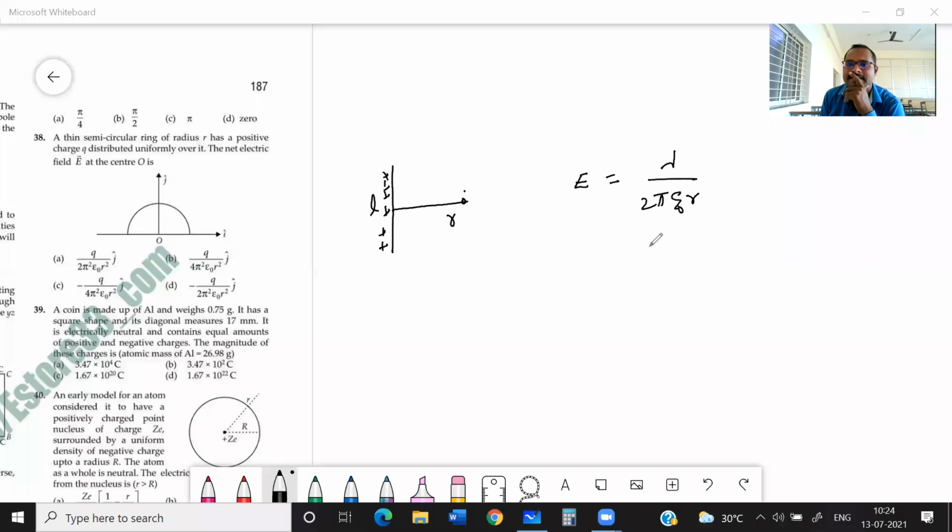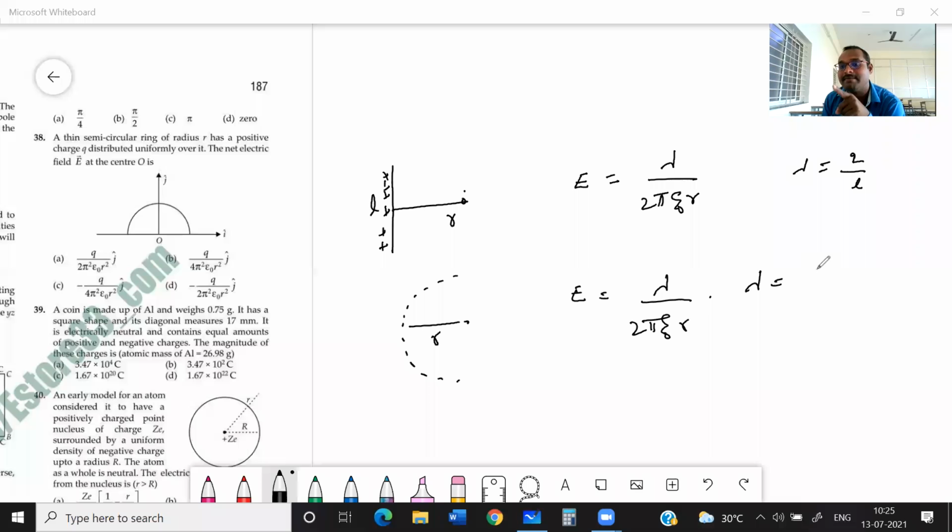Clear, students? Now, what is lambda here, sir? Lambda is q by L for this. Now, this same rod, with the same radius r, if you bend it in the form of a semicircular ring, then again electric field is lambda by 2 pi epsilon naught r. But what is lambda here? Lambda is q by length. Length is pi r. Are you getting? Substitute here. You will get q by 2 pi epsilon naught into r.